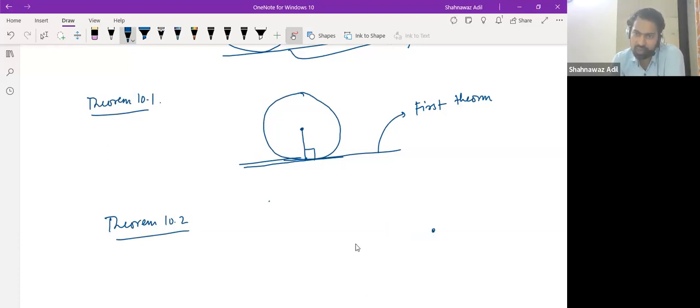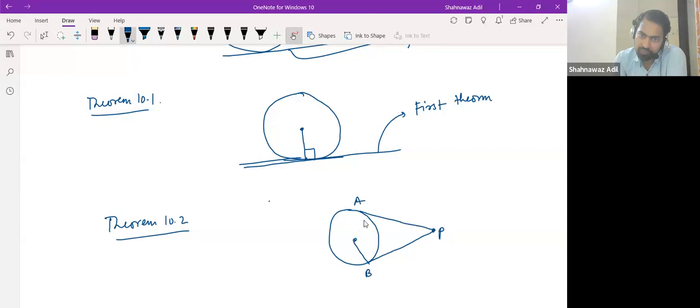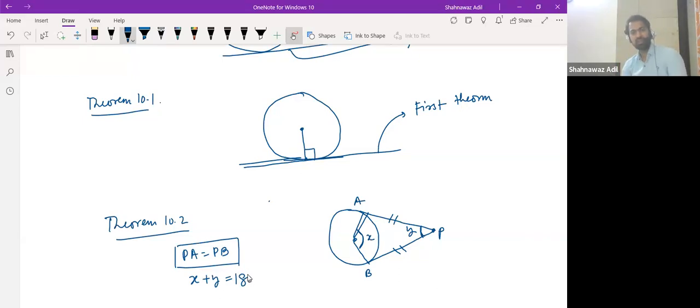So we have this point outside of the circle, and then we had two tangents. Let's say this is P, this is A, this is B. We found out that PA would be equal to PB, right? So the tangents drawn from the point outside the circle are equal. This we found out, and we also found out that this angle and this angle, X and Y, are supplementary. So these are the things that we have learned in circles.